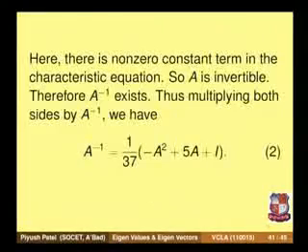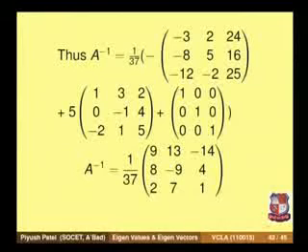So we have the values of A squared and A both. By doing the arithmetic of matrices, you will get the value of A inverse, which is given by 1 over 37 times the matrix 9, 13, minus 14, 8, minus 9, 4, 2, 7, 1. So this is how we compute A inverse using the Cayley-Hamilton theorem.